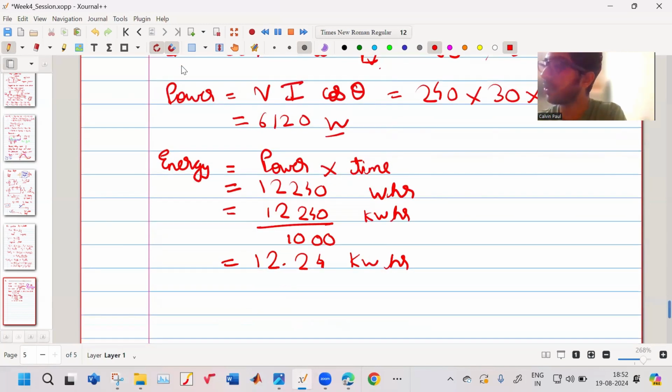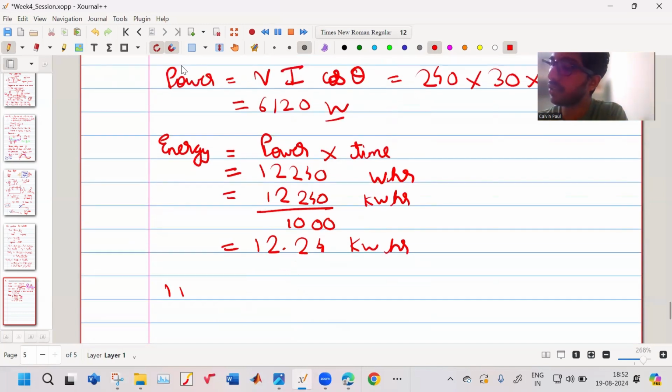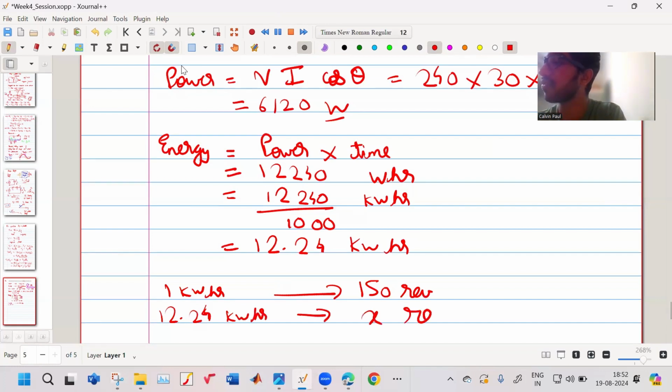Now we were told that if it consumes 1 kilowatt hour, it will complete 150 revolutions. Now it has measured 12.24 kilowatt hour, so it will go through X revolutions. So what is the value of X?